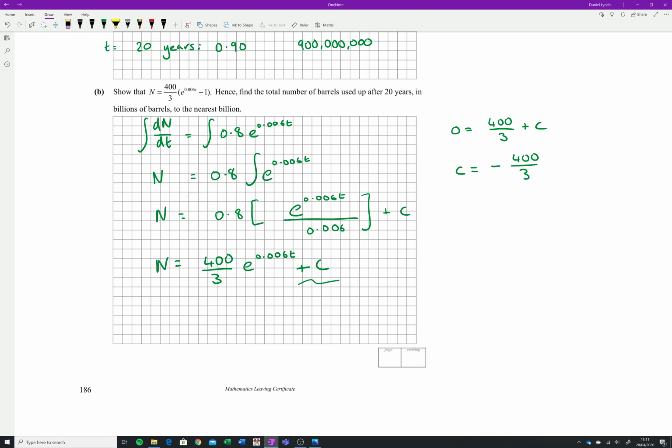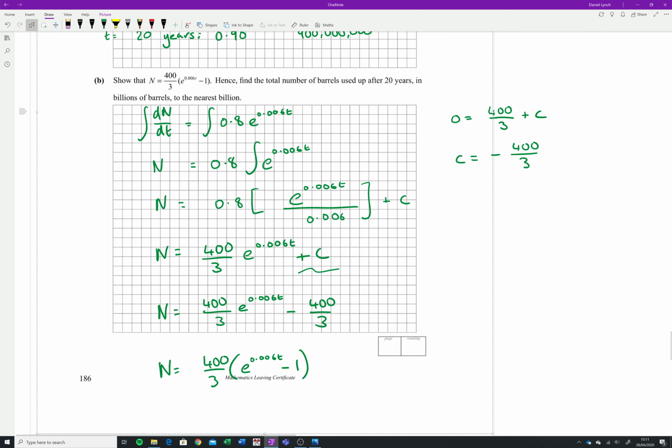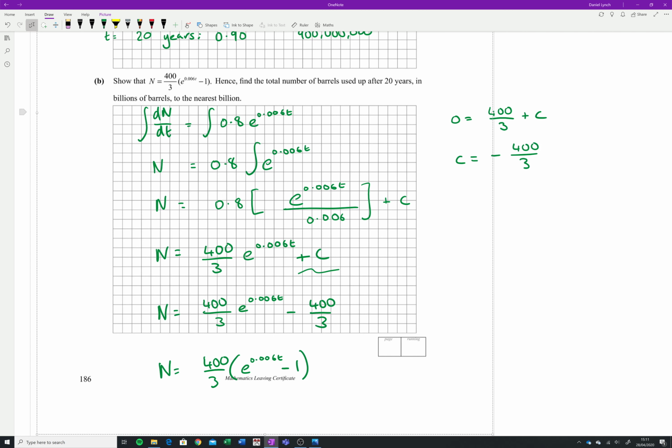They had given us the answer, so we would have figured it out if we had made a mistake. So c is minus 400 over 3, and you can factorize out 400 over 3. You get e to the 0.006t minus 1. So there you go. That bit on c is very important. Don't leave that out. I know people have in the past. It's time to stop doing that. And also, of course, read the question.